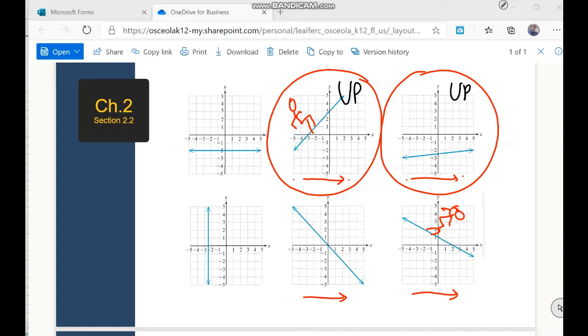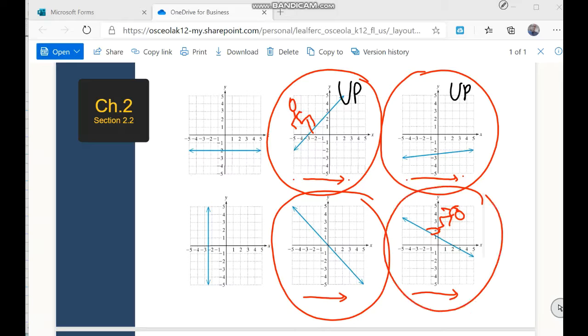It's up as well. And on the bottom, if you check this guy here, now this guy is going down, right? On the bottom, the guy is going down.